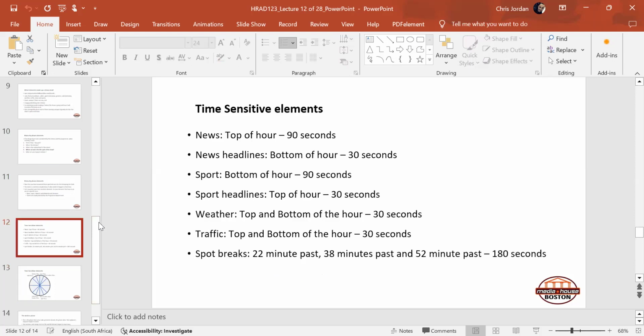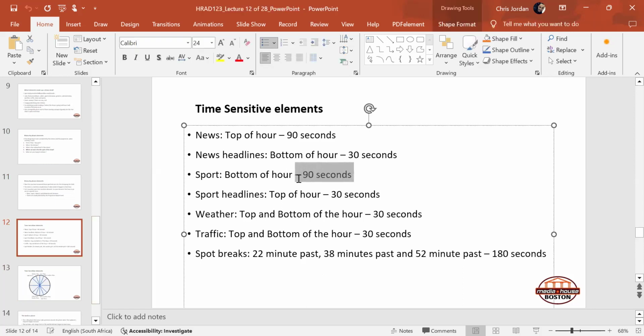Right. Okay. Bottom of the hour will be a full sports bulletin. Again, debatable, 90 seconds to maybe 3 minutes, right? At the top of the hour, just after the full news bulletin, we'll have sports headlines, also accompanied with traffic, right? And then weather, as well as maybe financial indicators, will be included there.